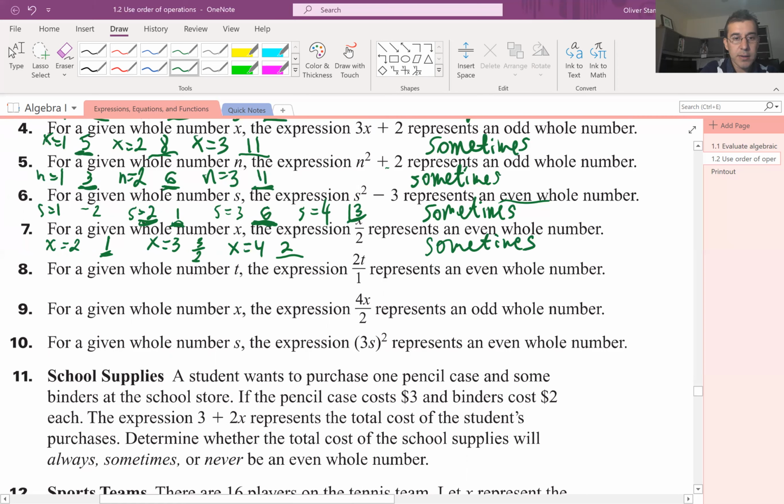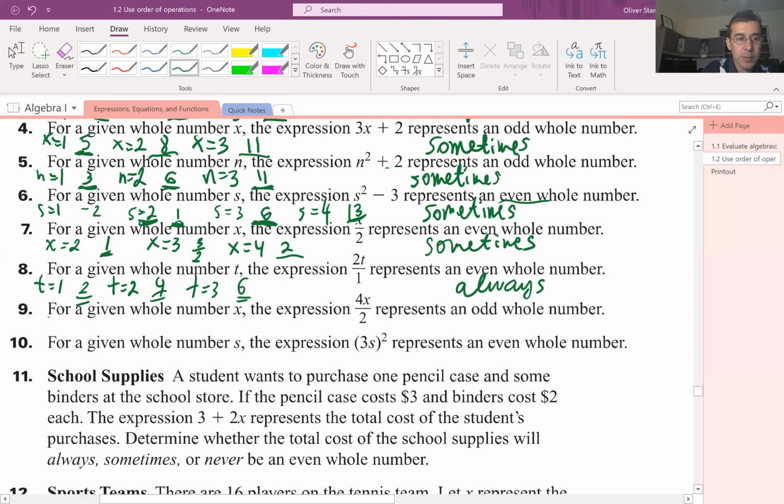Okay. For 8, the expression 2t over 1 represents an even whole number. So let's try a couple. So t is 1. 2 times 1 is 2 over 1 is 2. If t is 2, 2 times 2 is 4 over 1 is 4. If t is 3, 2 times 3 is 6 over 1 is 6. So it's always an even number. So this is always, that is 8.